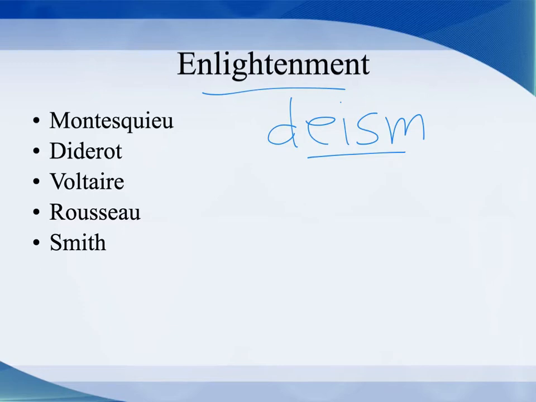So looking at some of these people, the first one is Baron de Montesquieu, and he wrote the Persian Letters. And this is a satire which criticizes the French institutions, mainly the monarchy and the church. Montesquieu did not like the French king or the church. He thought they were power hungry and corrupt.